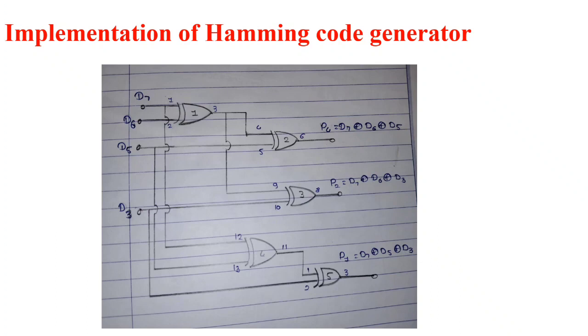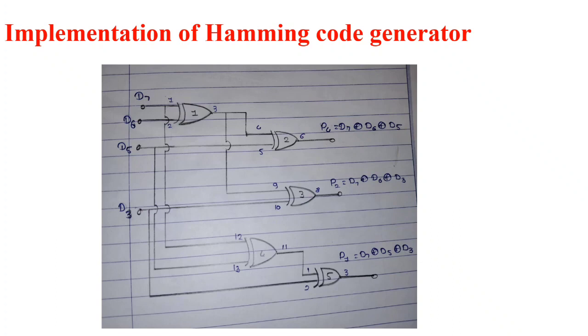So what we are doing here is, firstly we are taking D7 and D6 as the input. We are passing them through the XOR gate. Then whatever output is obtained is again passed through another XOR gate along with the D5. Here we will get the output as P4 equal to D7 XOR D6 XOR D5.